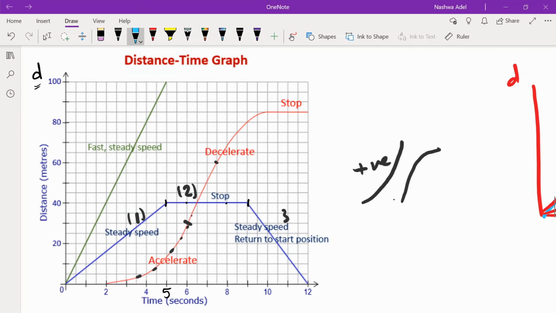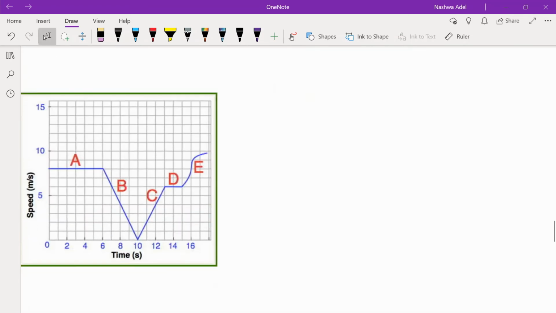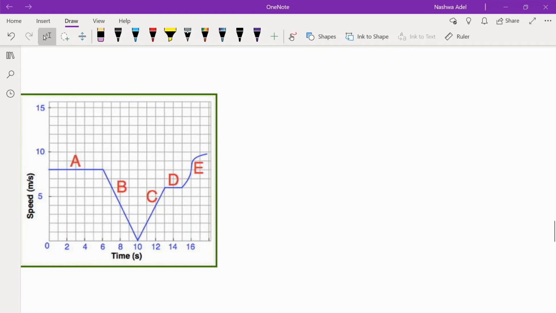Now what about the speed-time graph? Here is the speed-time graph. So here we always discuss the change of the speed as time increases. Okay, so here at time 0, the speed is 8 meters per second. At time 2, still 8. At time 4, still 8. At time 6, it's still 8 meters per second.